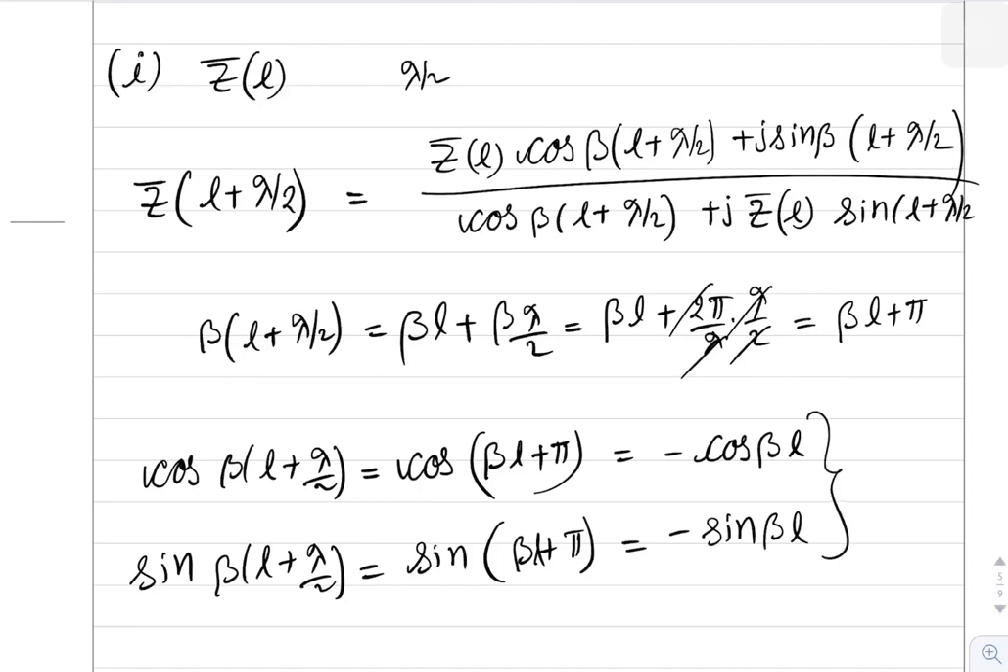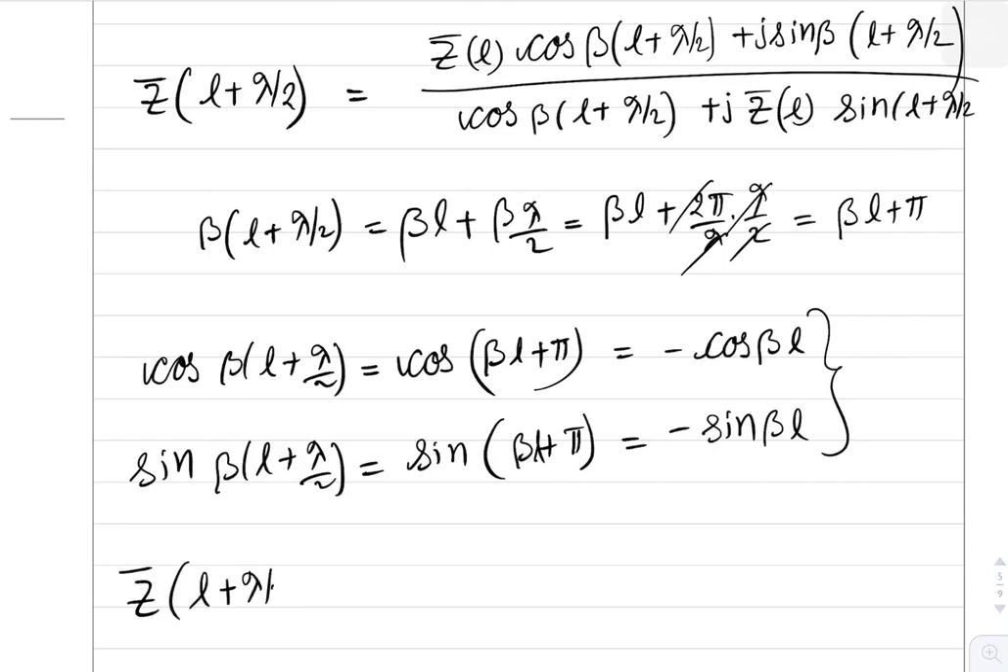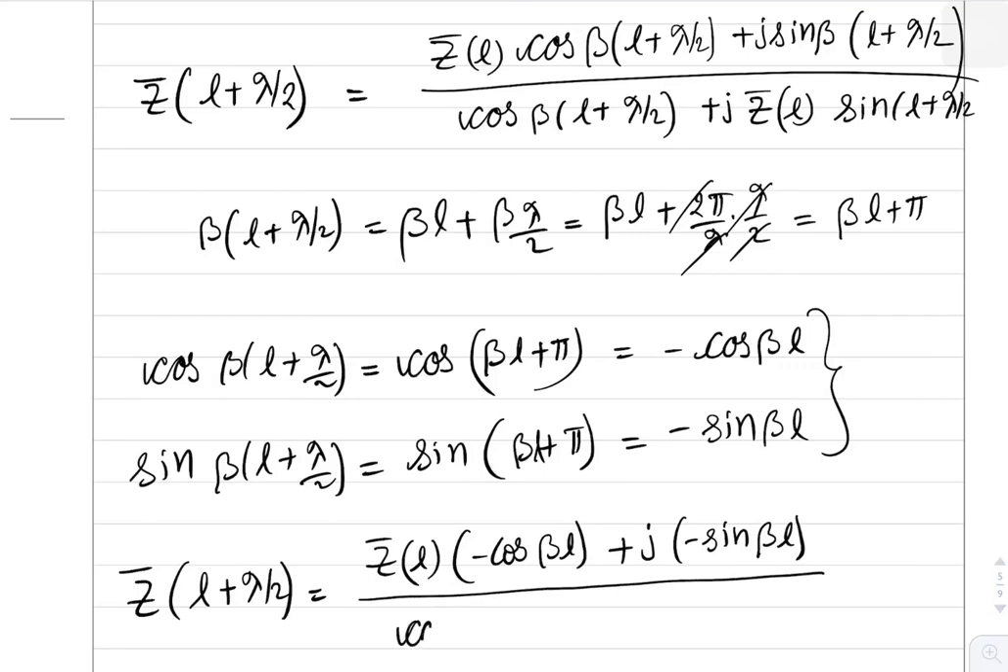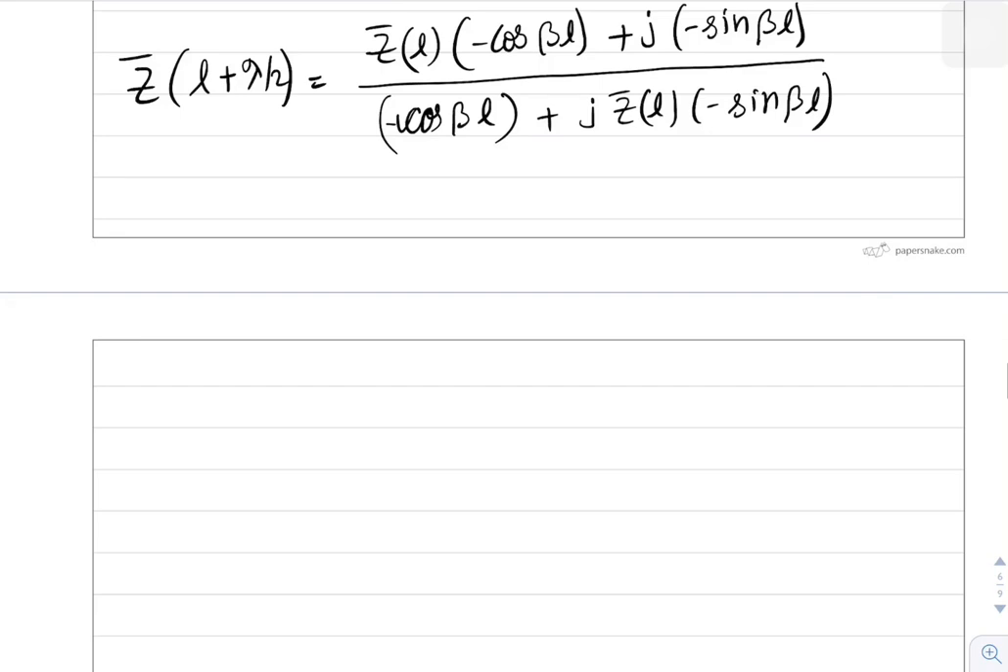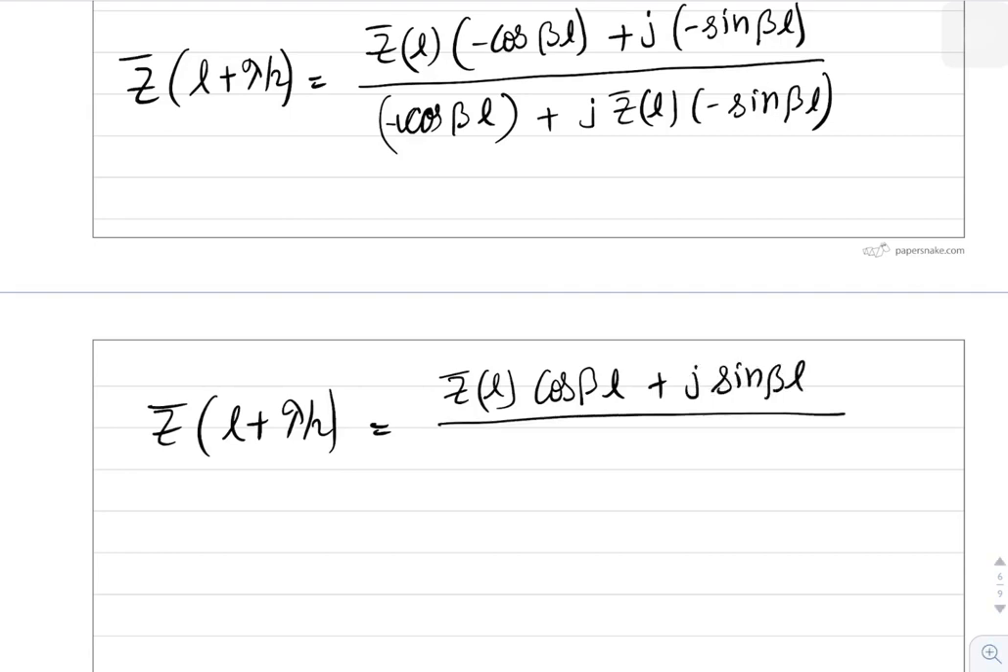If I substitute these two equations in our normalized impedance, Z bar of L plus lambda by 2 equals Z bar of L into minus cos of beta L plus J times minus sin of beta L, by minus cos of beta L plus J times Z bar of L times minus sin beta L. If I take minus as common in both numerator and denominator, then Z bar of L plus lambda by 2 equals Z bar of L cos beta L plus J times sin beta L by cos beta L plus J times Z bar of L sin beta L.